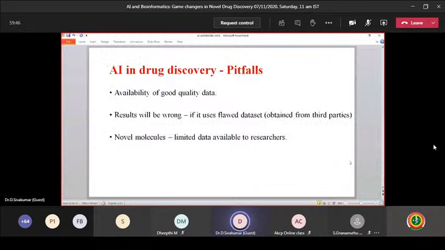Okay, everything has some problems. Even AI has its own pitfalls. The main possible drawback is that it depends on the availability of good data. It's just a machine, just a model, right? The quality of the model depends on the quality of the data you feed. Most of the time we get data from third parties, like published literature, other labs, or other institutes. If they give wrong data with mistakes, then the results will also be wrong. And novel molecules, which have limited data available to researchers, are also a challenge.